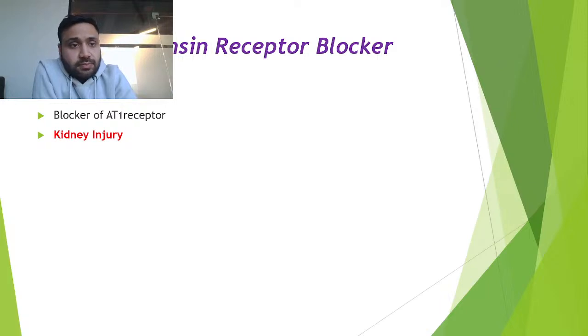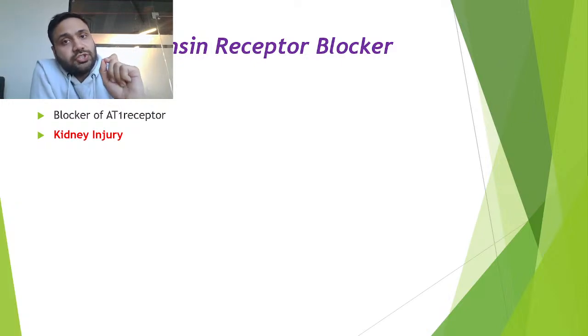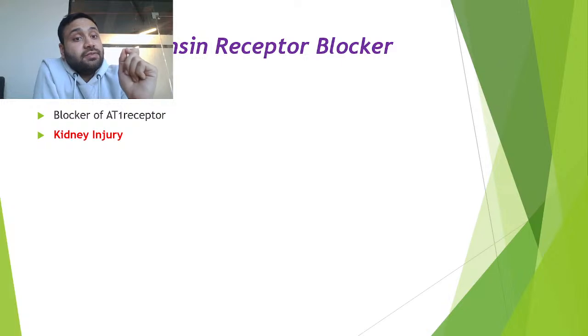So let's go towards angiotensin receptor blockers. They are blockers of the AT1 receptor. As we discussed previously, it is the AT1 receptor that is responsible for most of the pathological changes in chronic heart failure, while AT2 receptors have a positive role.